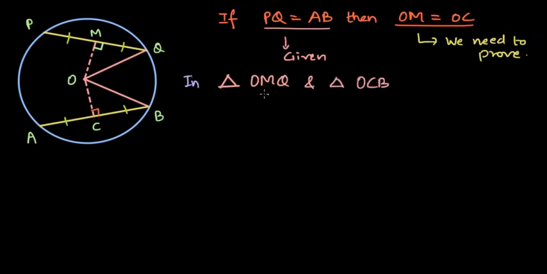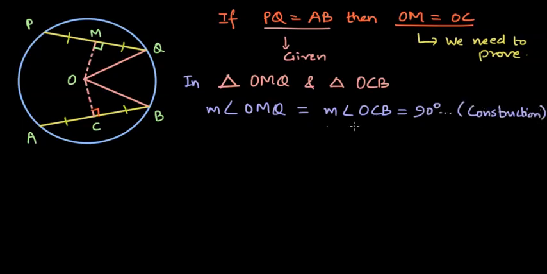In triangle OMQ and triangle OCB, what we see is that there are two right angles. Angle OMQ is equal to angle OCB, and both are equal to 90 degrees. We know this from construction, because we already know that these are perpendiculars, so the angle is 90 degrees. So can we say that the triangles we're considering are right-angled triangles?